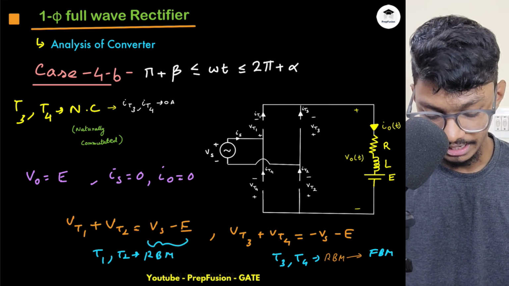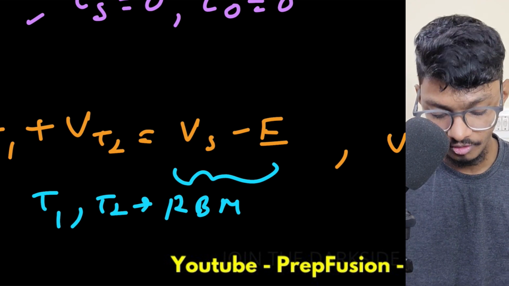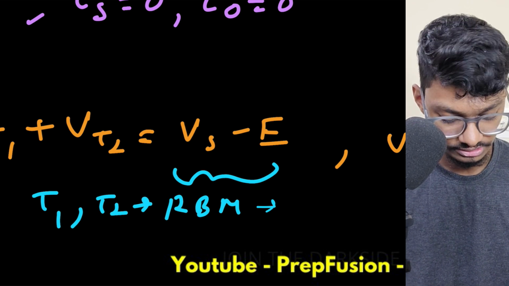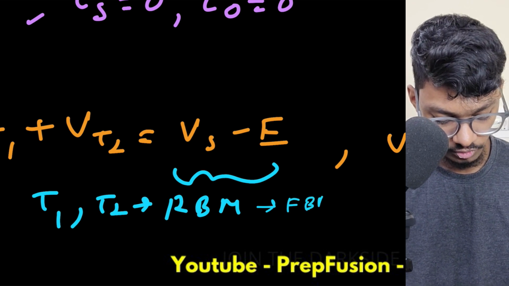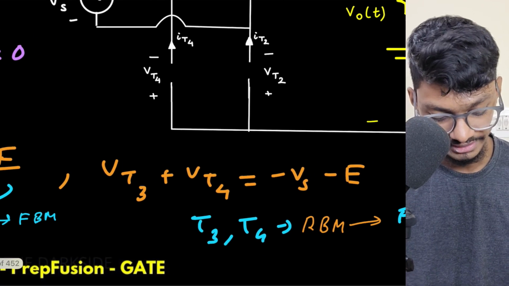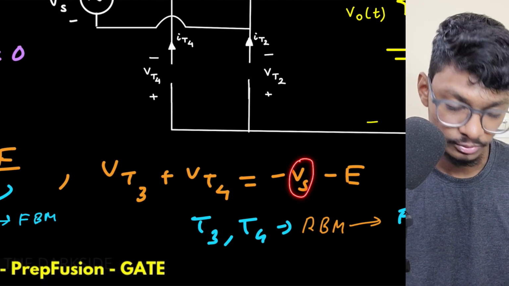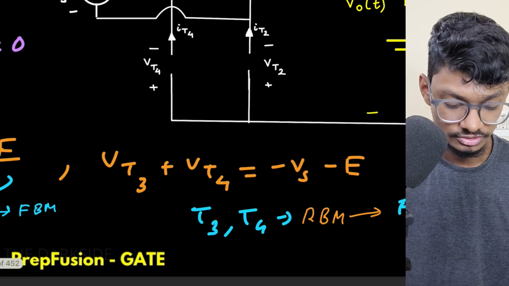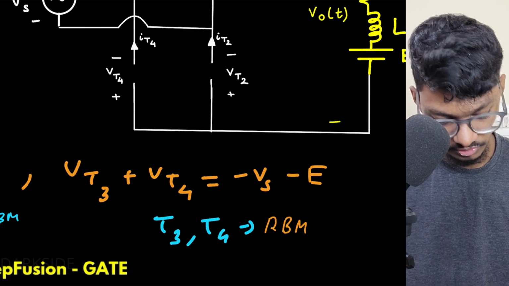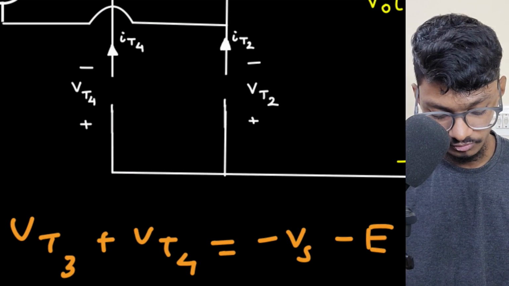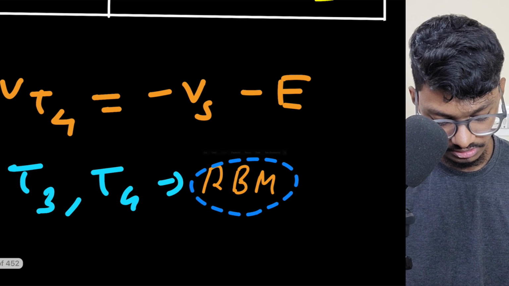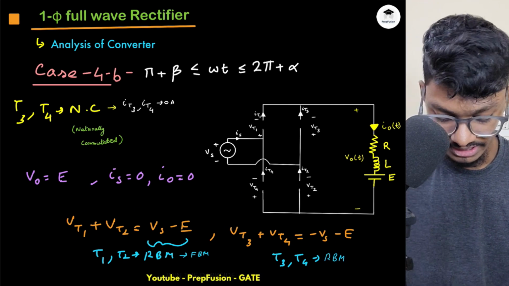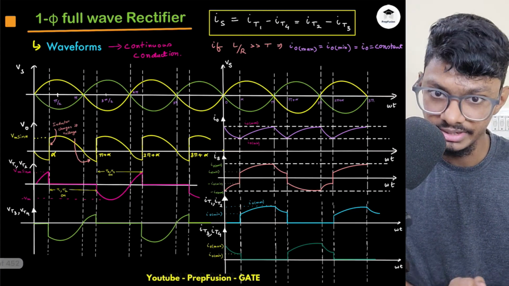This time VT1 will be Vs minus E, and Vs is positive this time. I will assume it goes from reverse blocking mode to forward blocking mode, because I have assumed that alpha is greater than theta. And VT3 plus VT4 will be minus Vs minus E. Vs is positive, so minus Vs is negative, and subtracting E gives a more negative number, so obviously it will be in the reverse blocking mode. So T3 and T4 will go into reverse blocking mode as they are naturally commutated. These are the cases and these are the waveforms. Things are pretty simple here.